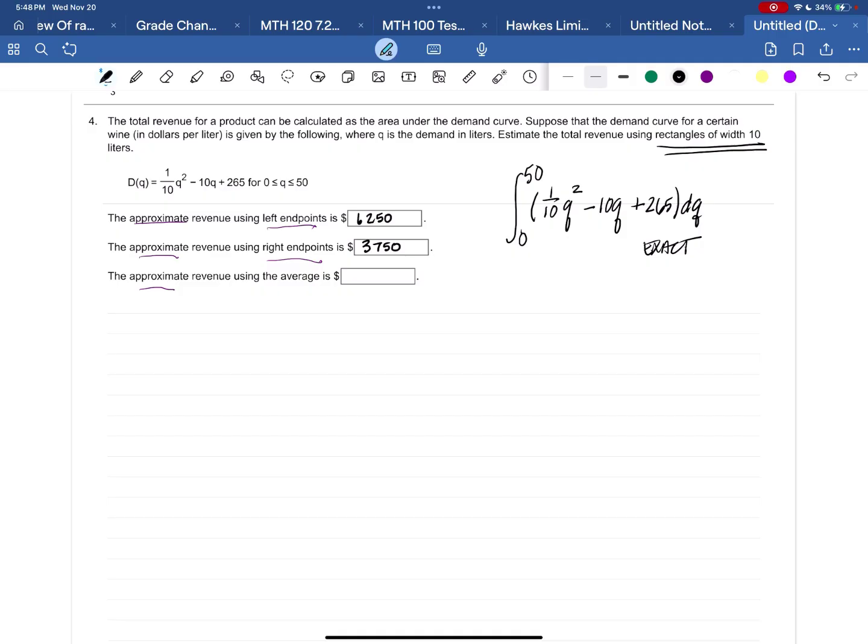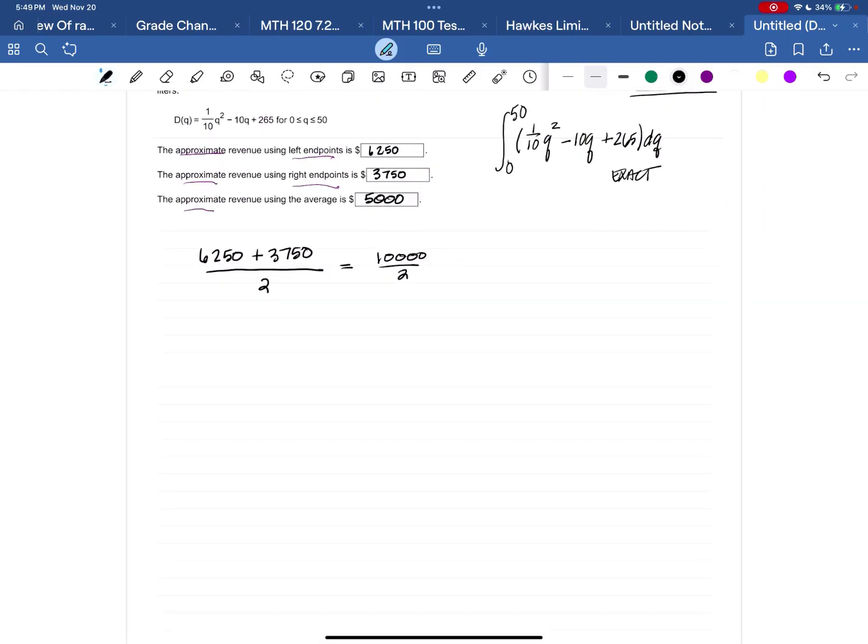Okay. Now the average of these two, 6250 plus 3750 divided by 2, is 10,000 divided by 2 is 5,000. So that's the approximate revenue using rectangles. $5,000. Let's go ahead and do the calculus and find out what the actual revenue is.